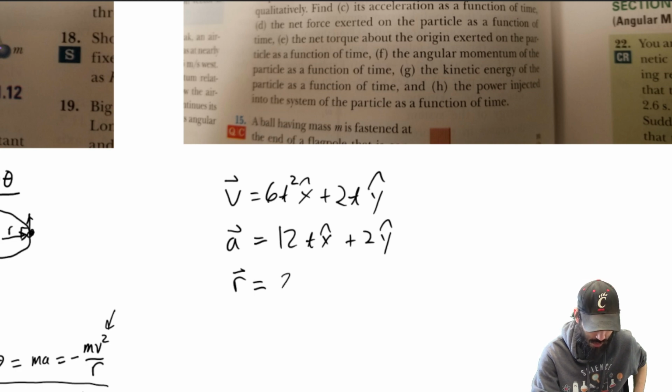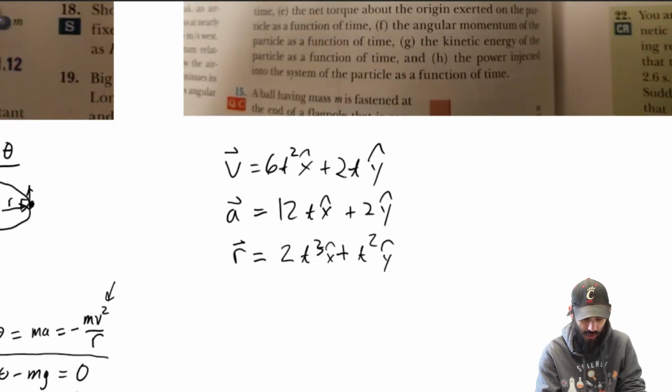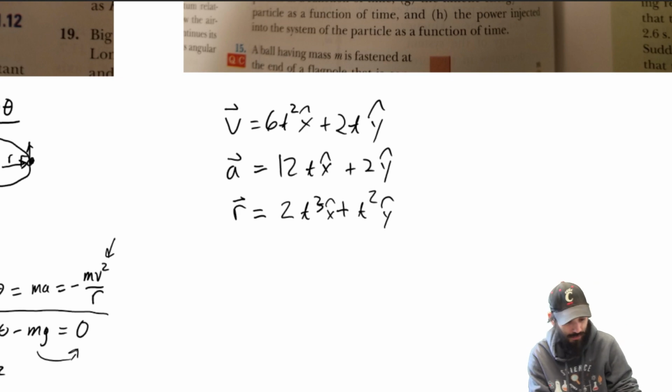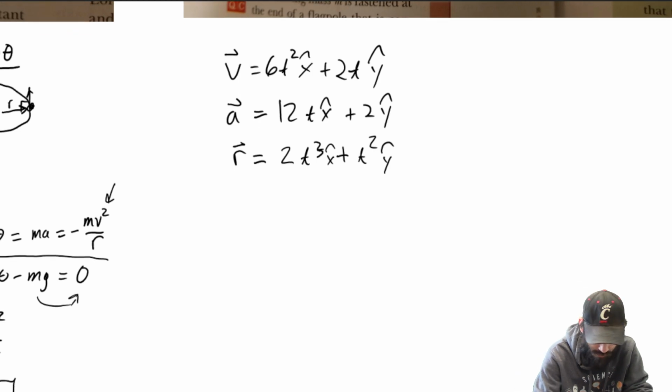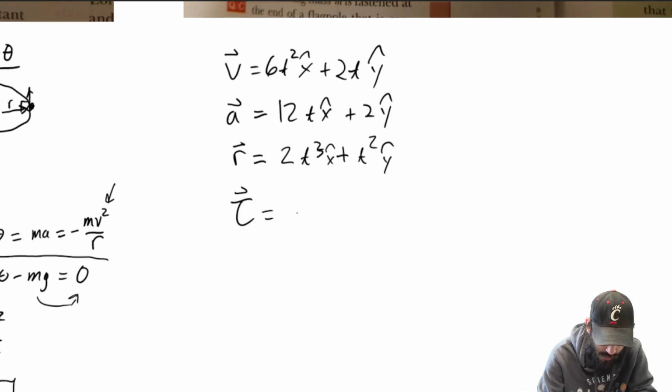That's going to give us a 2t squared. Integrating this one, raising this to the second power divided by 2, gives me just t. I'm missing my cube, so this is cubed, and then this is just going to be t squared. And I lost my x hat and my y hat. So now that we have these three things, we can calculate our torque and our angular momentum. So torque is going to be equal to r cross F, and L is going to be equal to r cross P.